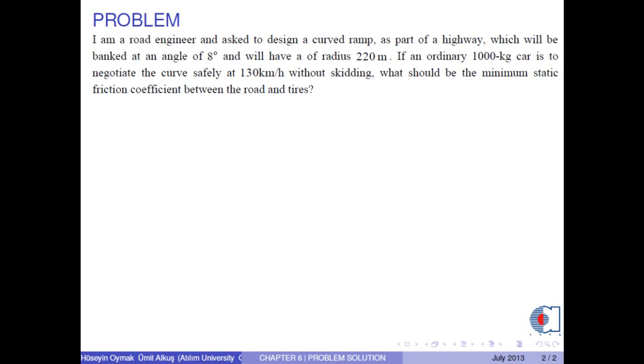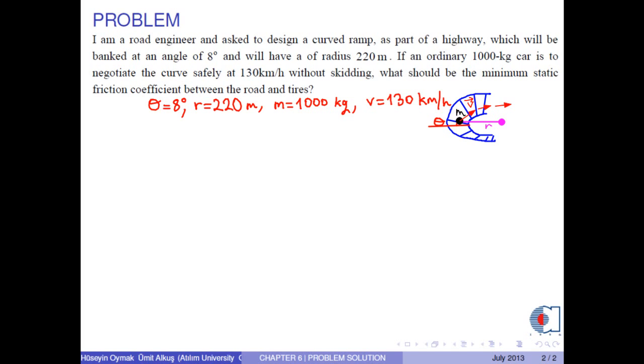I am a road engineer and asked to design a curved ramp as part of a highway, which will be banked at an angle of 8 degrees and will have a radius of 220 meters. If an ordinary 1000 kilogram car is to negotiate the curve safely at 130 kilometers per hour without skidding, what should be the minimum static friction coefficient between the road and tires?